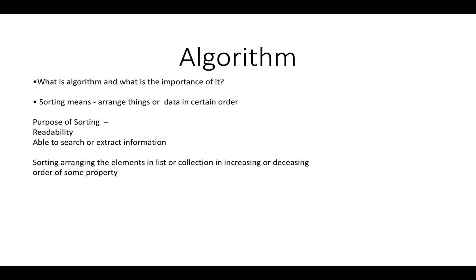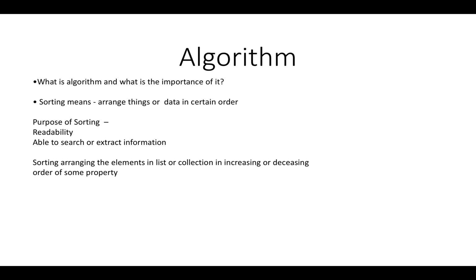Now let me explain what sorting means. Sorting means rearranging things in a certain order, either increasing order or decreasing order, or defined according to some properties. So why are we sorting the list or the data? It means the reliability of the code is increased. Let me give an example.